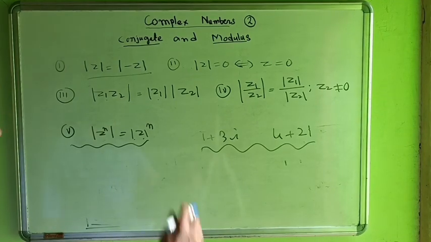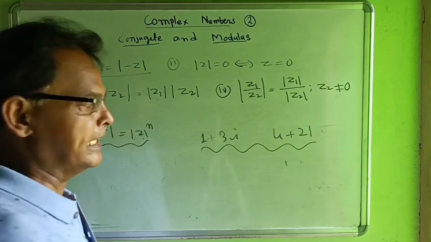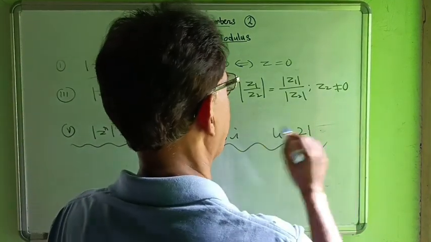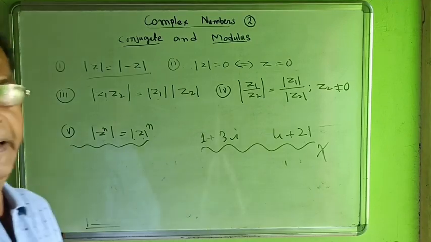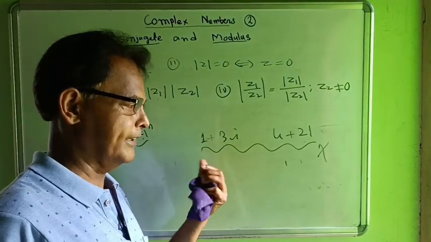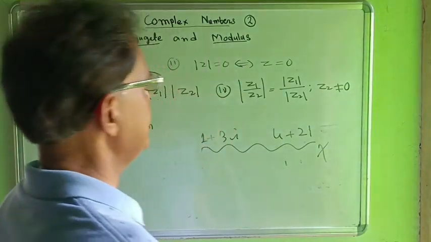That means in case of complex numbers, less than and greater than is meaningless. No need to compare. That means we cannot compare two complex numbers. That means less than and greater than in case of complex numbers is meaningless.